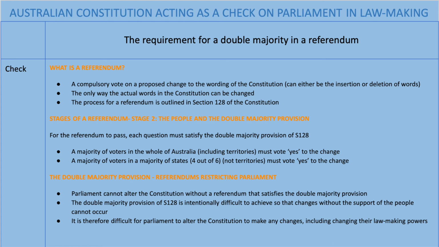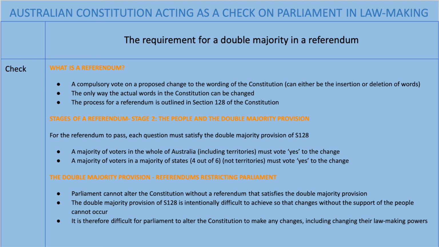Parliament cannot alter the Constitution without a referendum that satisfies the double majority provision. The double majority provision of section 128 is intentionally difficult to achieve so that changes without the support of the people cannot occur. It is therefore difficult for Parliament to alter the Constitution to make any changes, including changes to their lawmaking powers. In order to illustrate the difficulty of achieving a successful referendum, I have included some statistics.